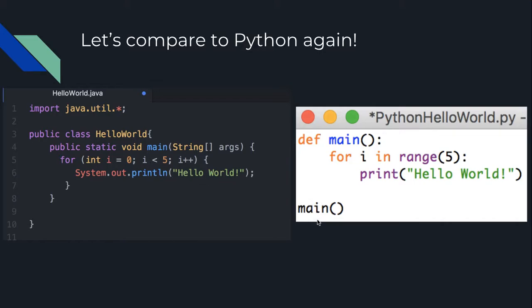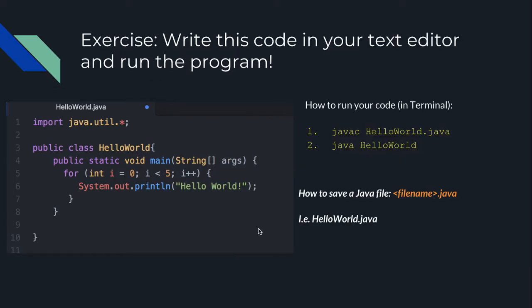And once again, we call the main function in the Python code itself in order to run it, but we do not do that in our Java code. So now we are going to write this code right here. I highly recommend you pause this video so you can copy this code down in a text editor that you should have downloaded in the first video.